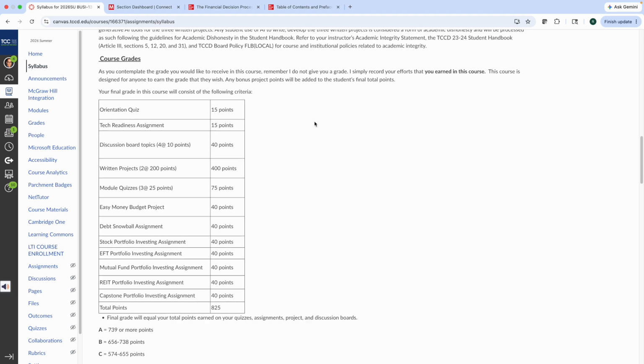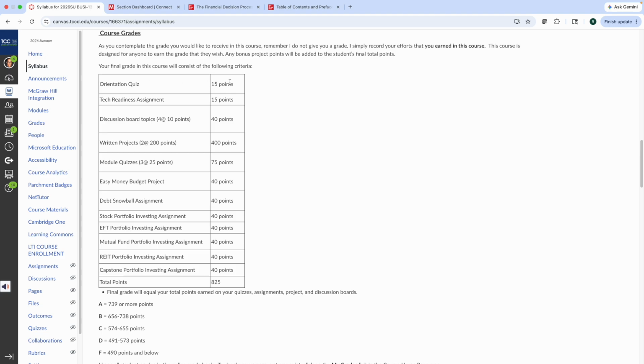Here are the course grades. So here's what it looks like. We have an orientation quiz. I'm giving you 15 points right off the bat. There's our tech readiness assignment. That tells me you've downloaded the correct version of Adobe Acrobat Reader for free, and you know how to utilize that in the fillable forms. 15 points. We have 4 discussion board topics. We get to chat with each other about finances. It's really good. 40 points.